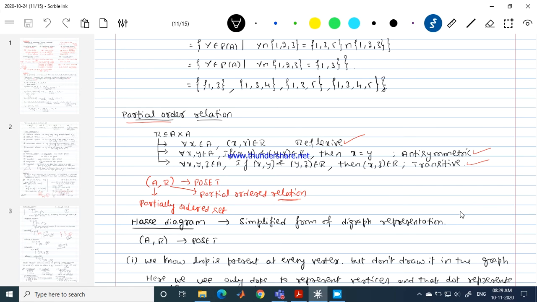First, let me revise whatever we discussed till now under partial order relation. A partial order relation is nothing but a relation which is reflexive, antisymmetric, and transitive. Because of the reflexive property, at every vertex we have a loop. Because of the antisymmetric property, we have only unidirectional edges. Because of the transitive property, if there is an edge from x to y and an edge from y to z, then there should be an edge from x to z.